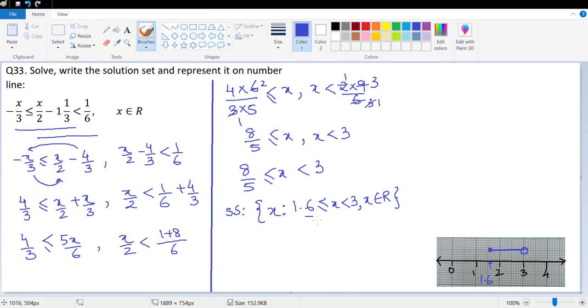The reason is that x is more than or equal to 1.6, whereas in the case of 3, it is not included. Any number less than 3 is included.